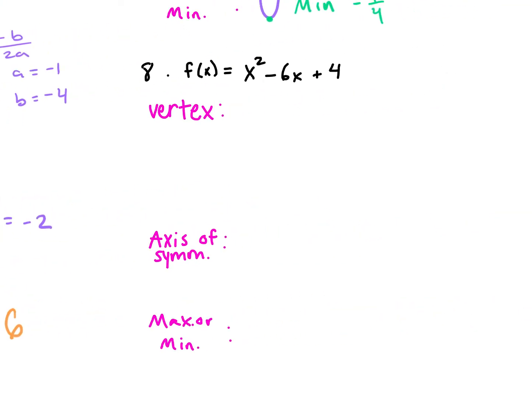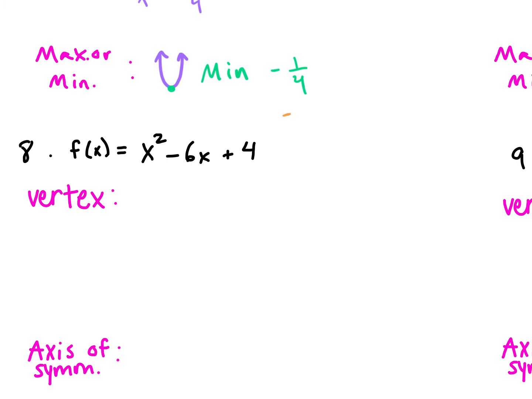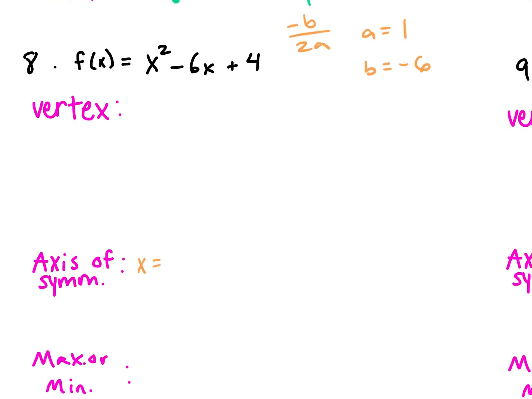All right, number 8. My axis of symmetry formula is -b over 2a. Madison, what's my a? 1. Madison, what's my b? -6. So I have x is equal to -6 over 2 times 1. So what does -6 turn into? +6. So this is +6 over 2. And what's 6 over 2? That's 3. So x is equal to 3.